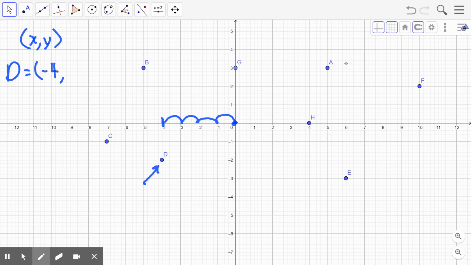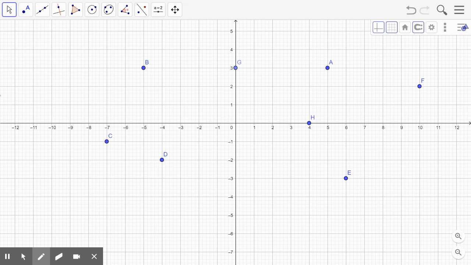Where do I need to go now? I need to go down 1, 2. Okay, so my y-coordinate is going to be -2 because the y-axis is negative going down. So point D here has coordinates (-4, -2).